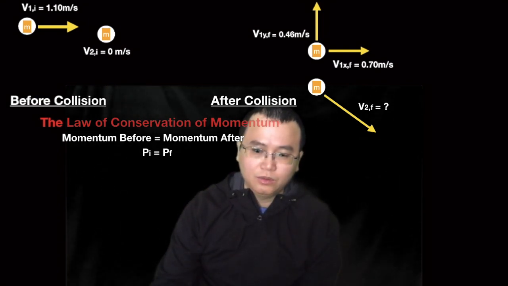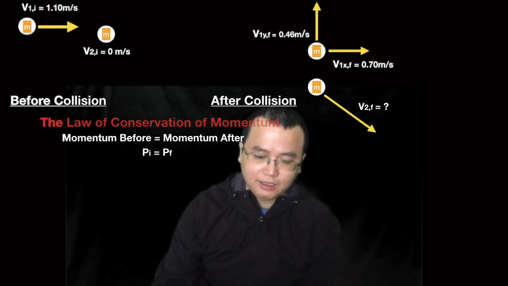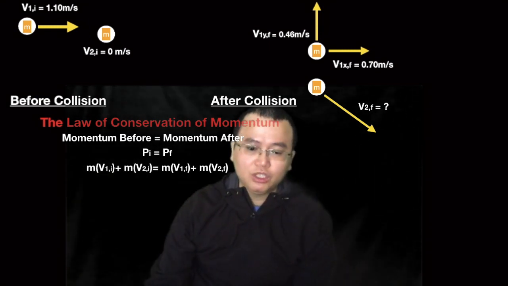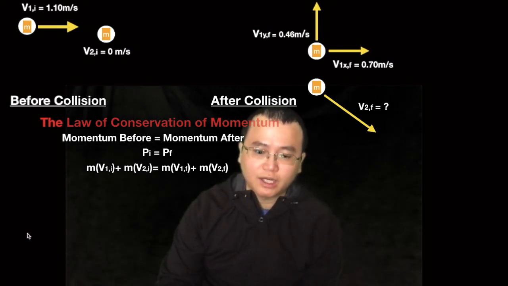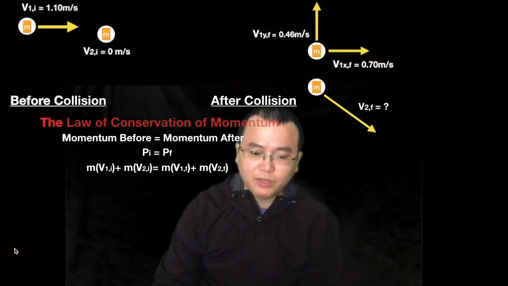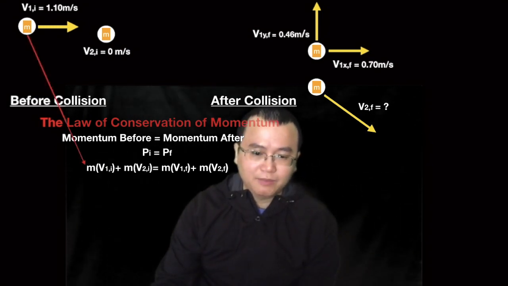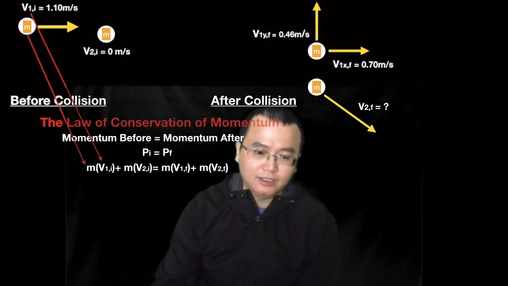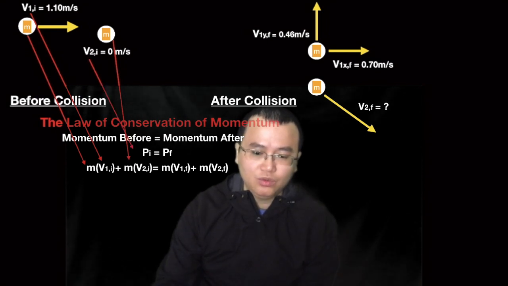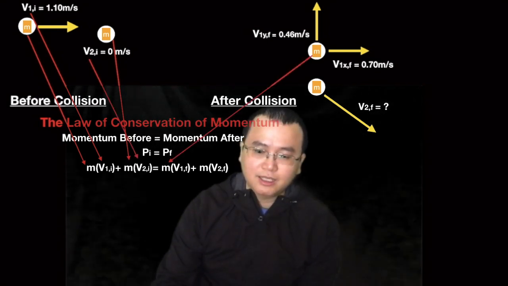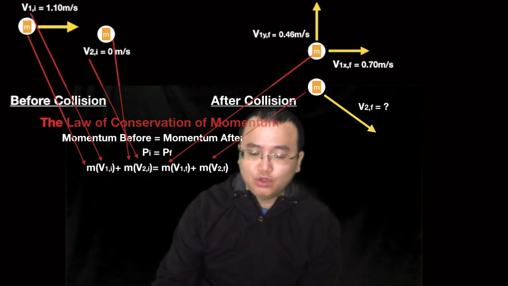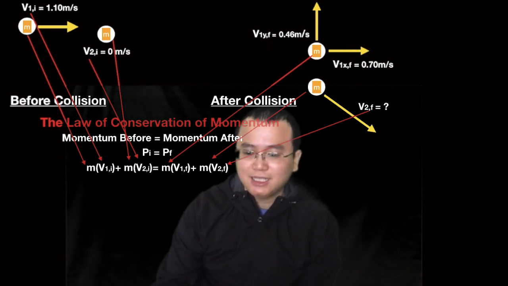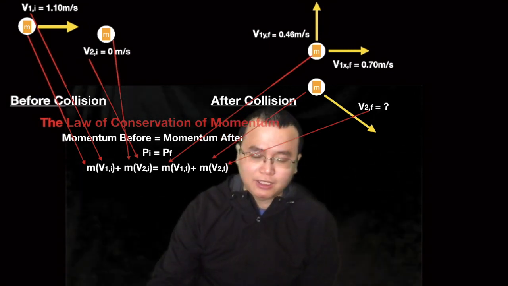So now we expand that equation into this. This right here captures all the information in the drawing. Let me show you where the information belongs. That's mass 1. That's the velocity of mass 1 before the collision. Mass 2, velocity of mass 2. Same thing, mass 1 after the collision, and mass 2 after the collision, and that's the velocity of mass 2 that we need to figure out.